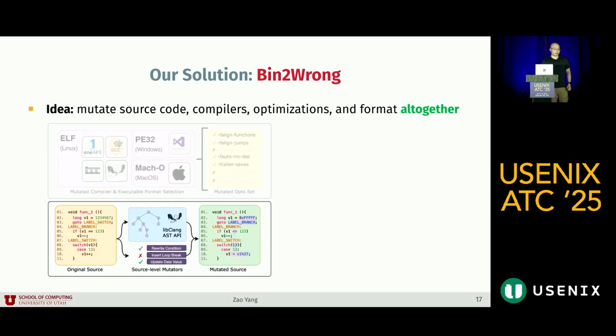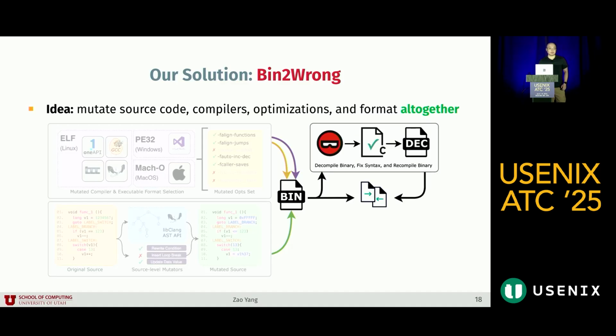Following compilation mutation, Bin2Wrong performs AST-level source code mutation, where it leverages the libclang API to parse source code into AST nodes and mutates each node based on its AST type, including mutations like deletion, splicing, or insertion. Meanwhile, to explore source more thoroughly, Bin2Wrong specifically includes support for mutation on switch cases, goto labels, string literals, and floating point values, which have been omitted by previous decompilation testing tools.